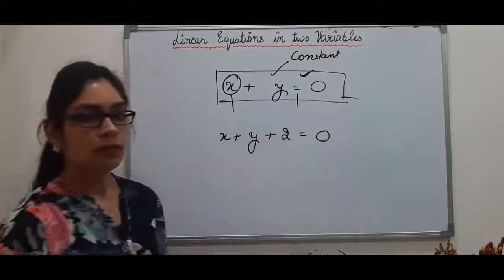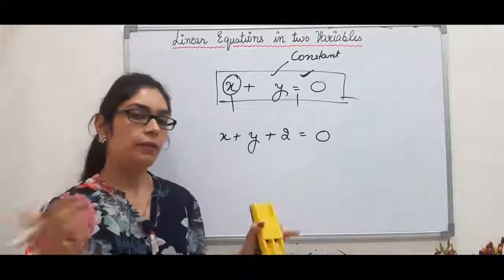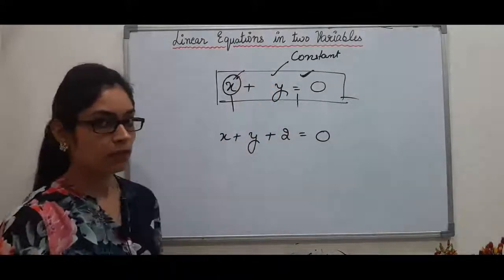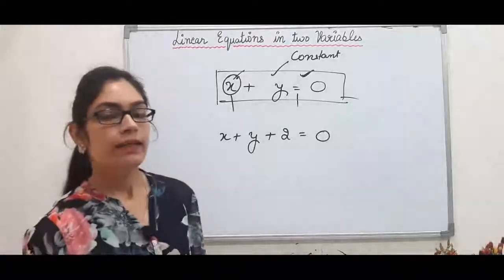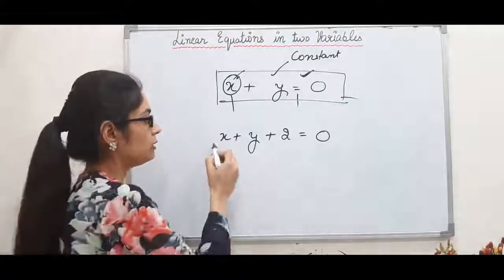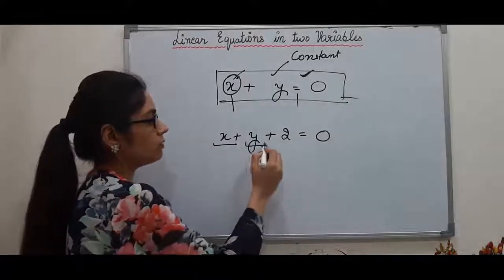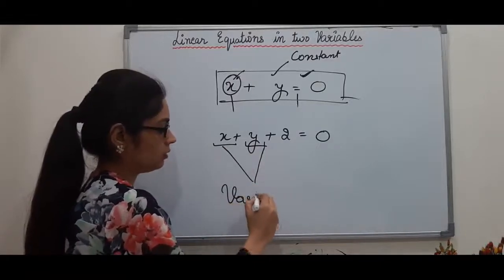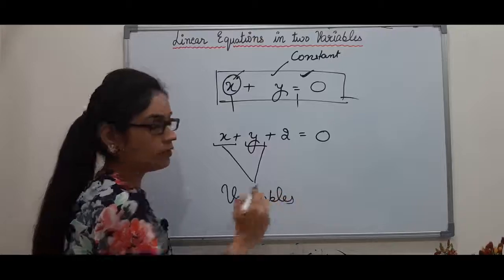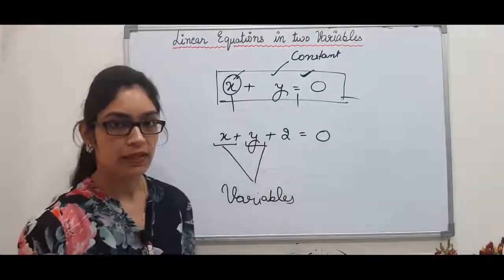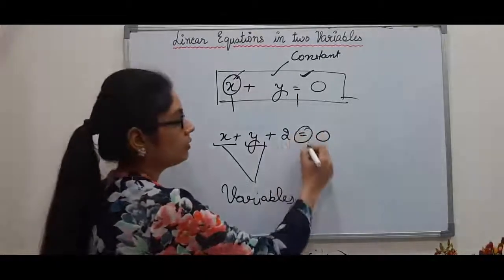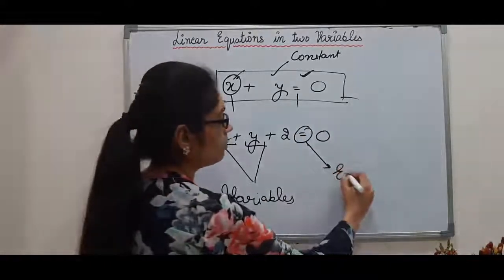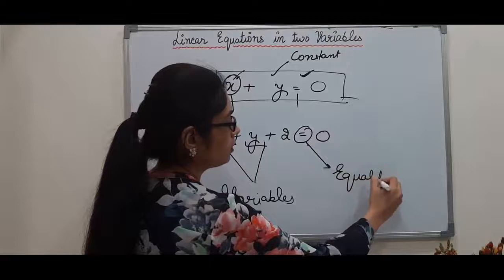The only difference between the previous equation and this one is that only x was there when we were discussing linear equation in one variable. Now you can see x is also there, y is also there. So two variables are there. That is why it is known as a linear equation in two variables. Again, because this is an equation, the sign of equality is also there.